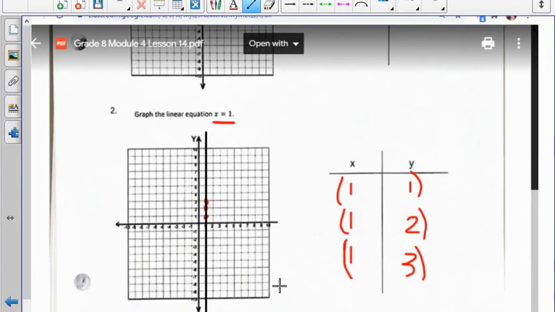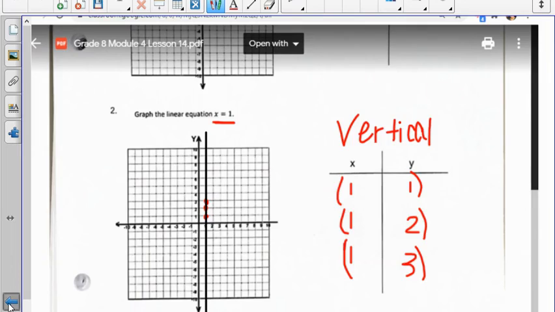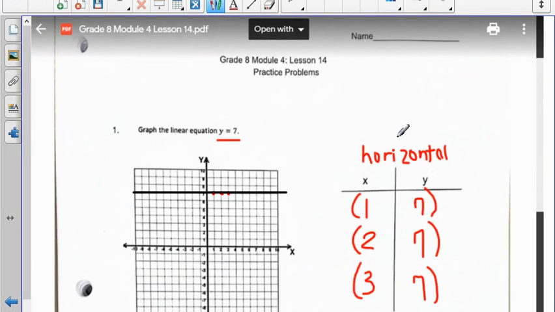And then you need to connect your 3 points with a straight line, whether that's with a ruler or your planner or another piece of paper, something. But this one is a vertical line. So remember from our lesson yesterday, if it says x equals, it's going to be vertical. And on the other one, if it says y equals, it's going to be horizontal. When you finish this video, you need to put your Chromebook away so that I know that you're ready to move on to the notes.